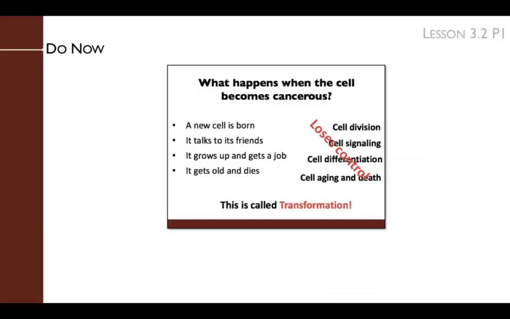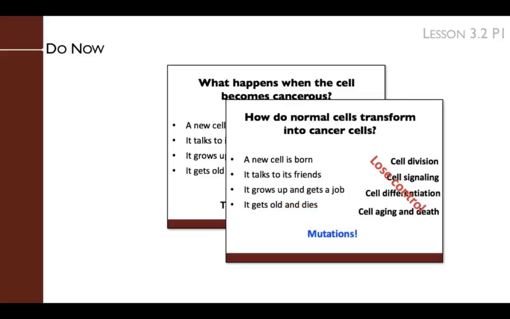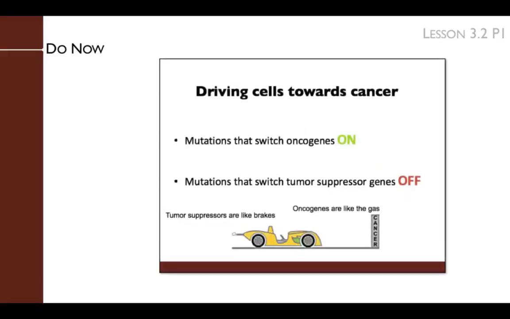Much like us, our cells go through key stages during their lifespan. We call these stages cell division, signaling, differentiation, aging, and death. Cancer cells lose control of these key stages. This is called transformation. Transformation occurs because of mutations or permanent changes in key genes. Next, we take a closer look at these key genes.